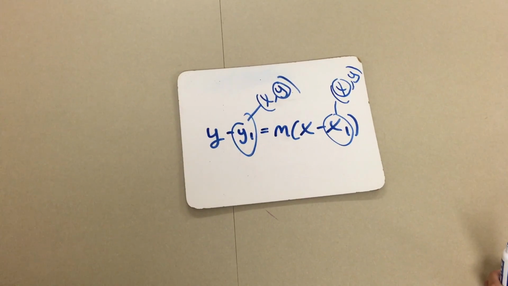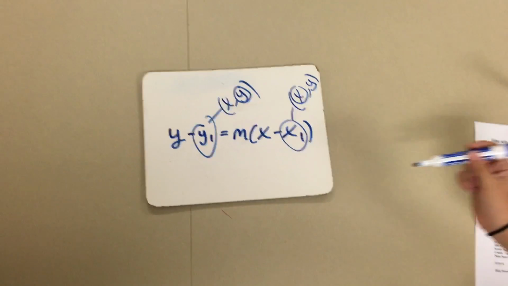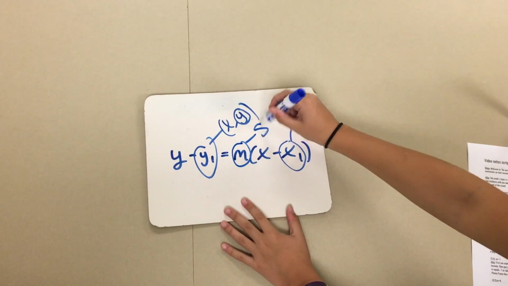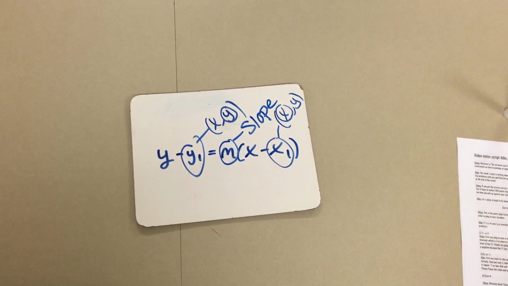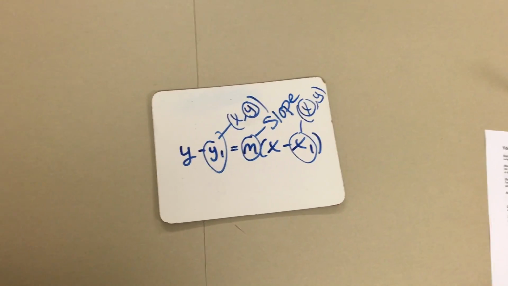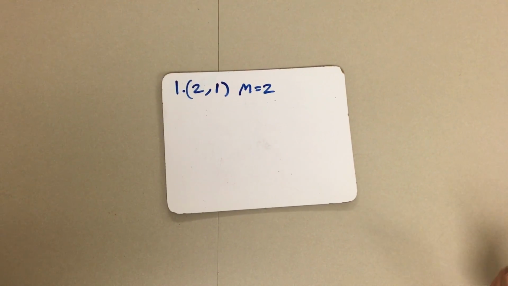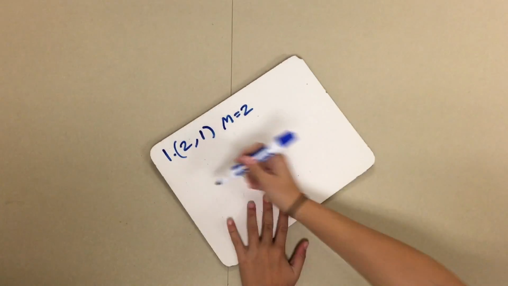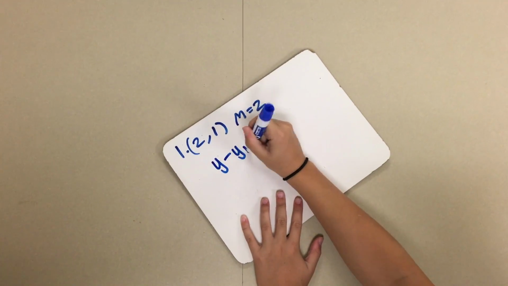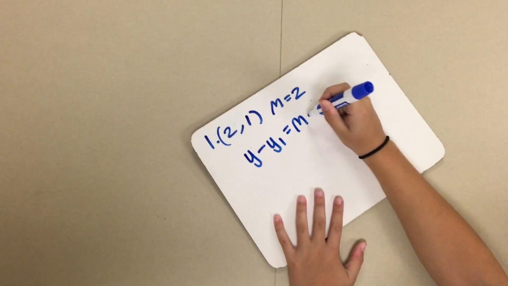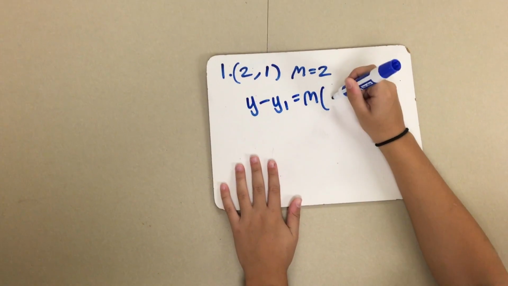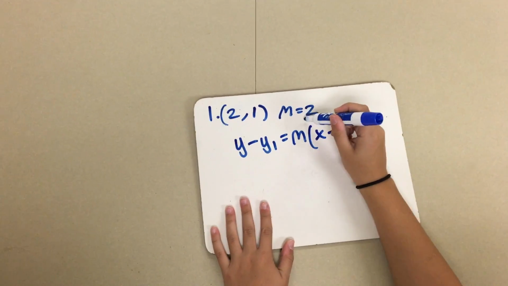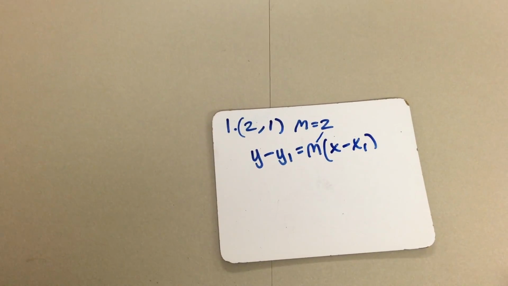Let's try a few practice problems. Okay. Your m is going to be your slope of your problem. First, you want to plug in your m, which is 2, into the m in your formula. So let's write down our formula. It's always going to be y minus y1 is equal to m parentheses x minus x1. So your m will go here. So in that case, that'll be 2.